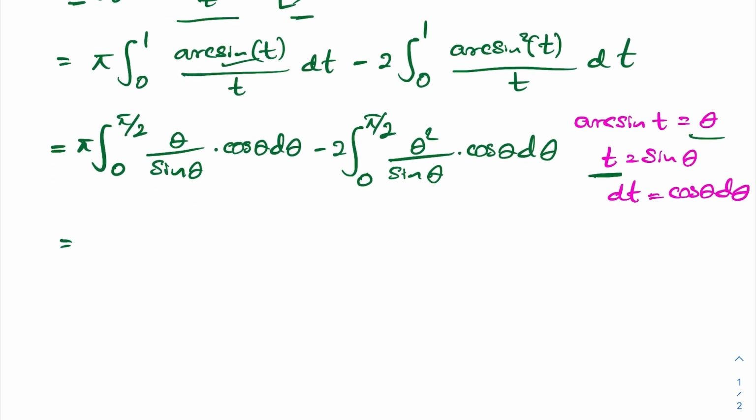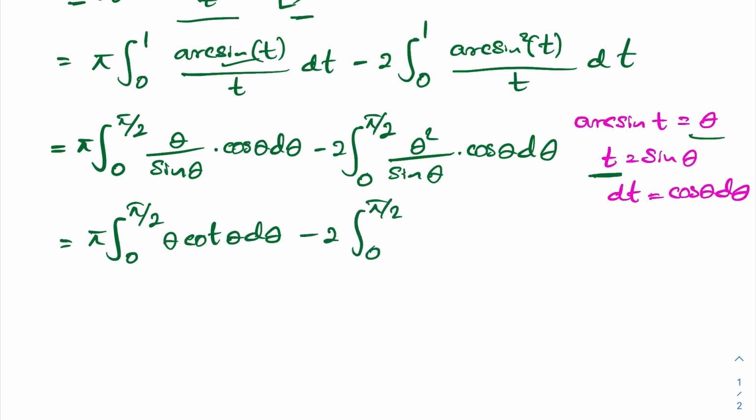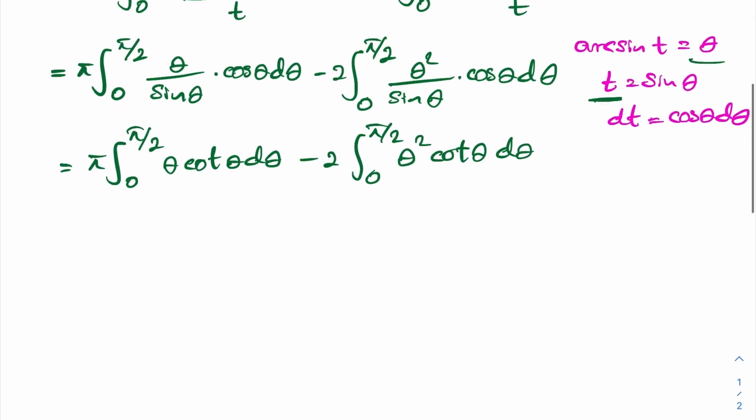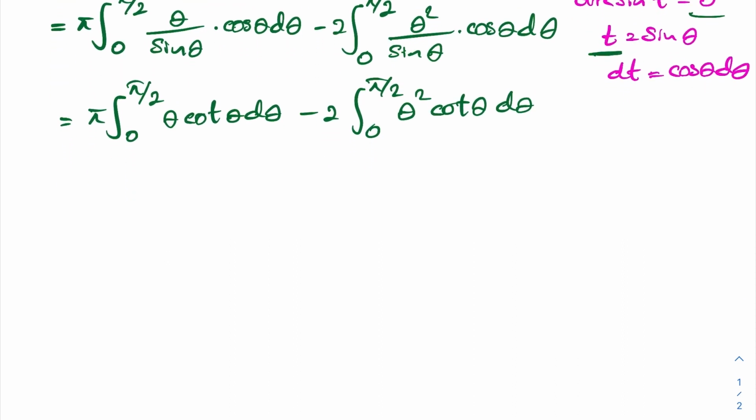Okay, let us simplify a little bit. So here pi times integral from 0 to pi over 2, cosine over sine is cotangent, so theta times cotangent of theta d theta, minus 2 times integral from 0 to pi over 2 of theta square cotangent of theta d theta. Now we have two integrals, both of the same type, products of two functions. So we can apply integration by parts, the IBP method, for both integrals.